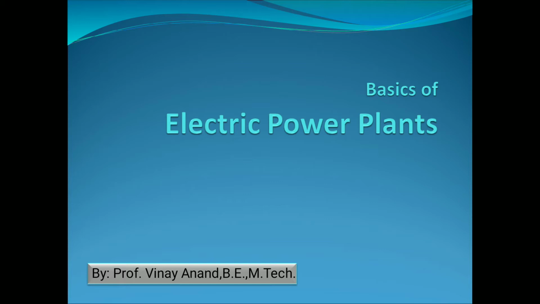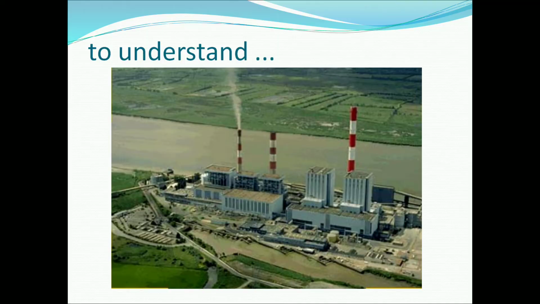Today, I am going to start the topic Basics of Electric Power Plant. Here we need to understand what exactly the system is. This is the entire plant situation, and this is the chimney to exhaust, and these are all the small parts in the power plant.